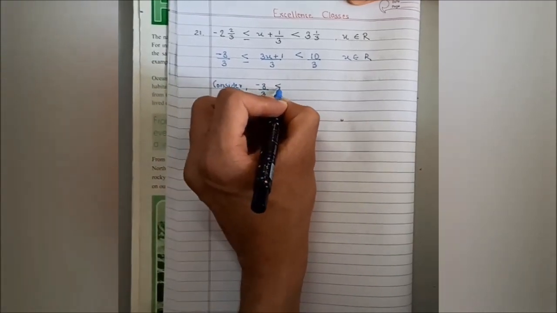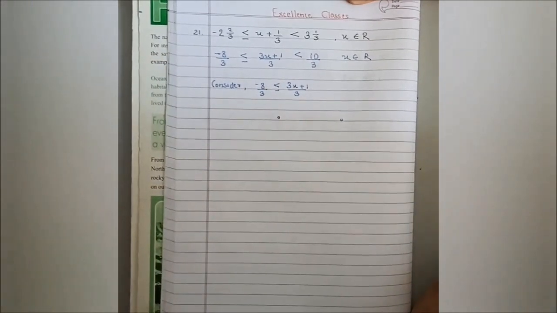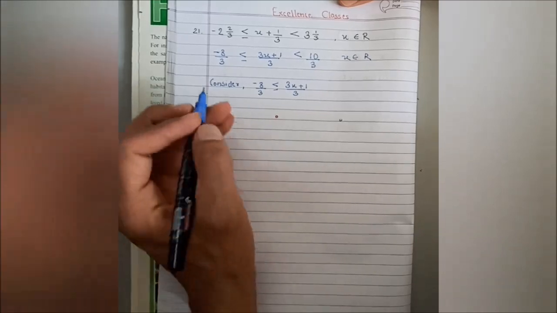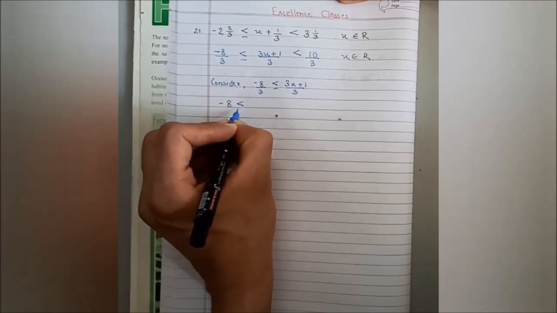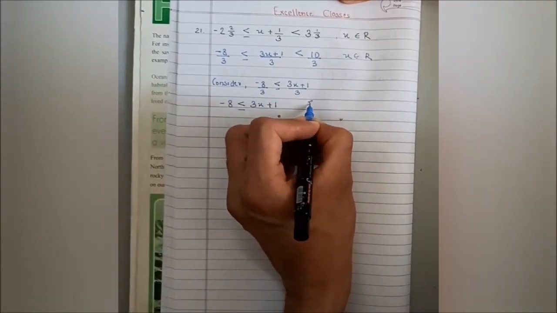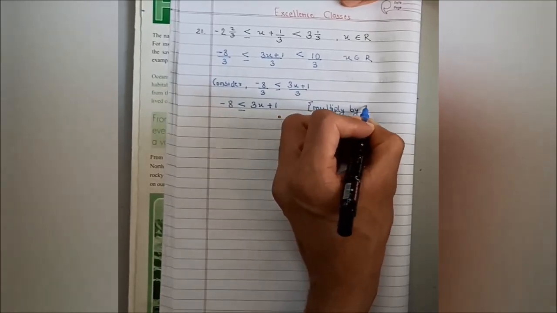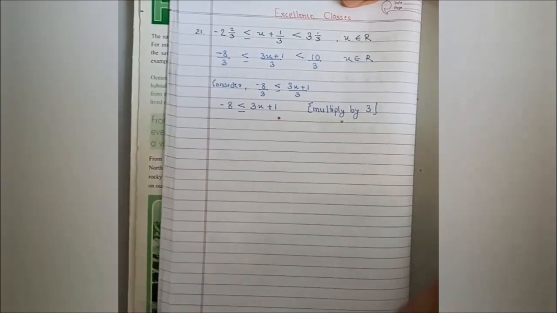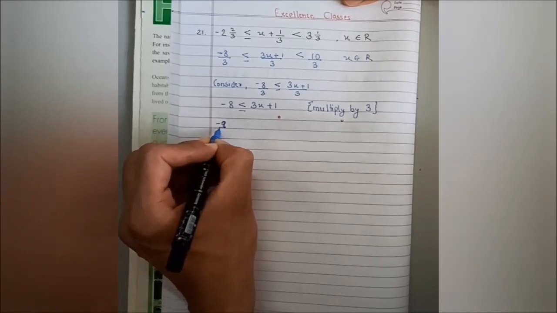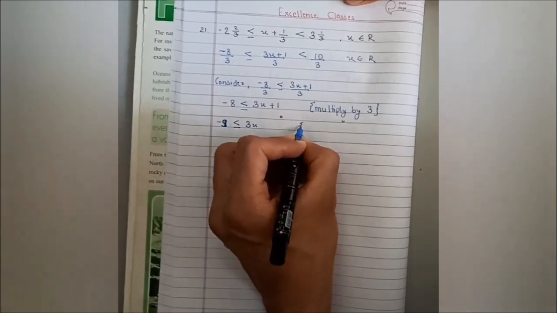-8 upon 3 less than or equal to 3x plus 1 upon 3. I am only considering the first part. If I want to eliminate the denominators, I will have to multiply by 3. On multiplying by 3, what I get is -8 less than or equal to 3x plus 1. Now if I want to remove this plus 1, I'll have to subtract 1, which will give me -9 less than or equal to 3x.